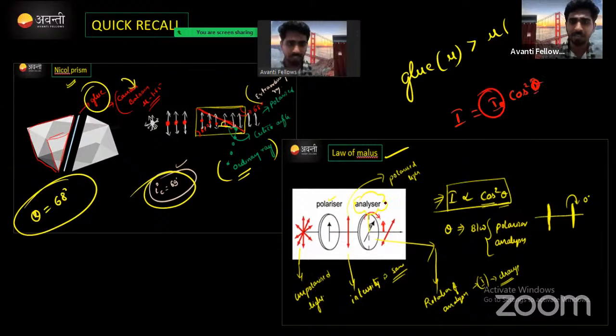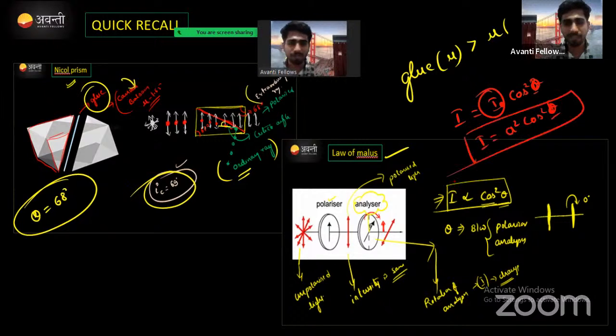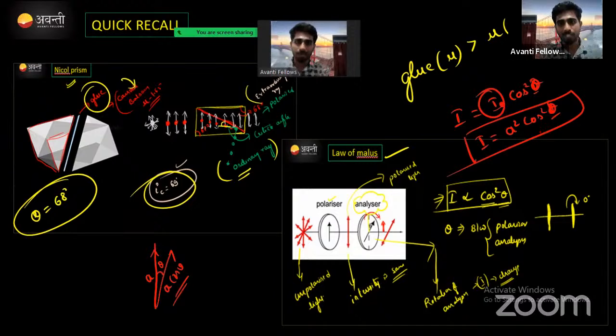Here I naught is nothing but intensity. In terms of amplitude it is written as a square cos square phi, which is theta, correct na? I also explained yesterday how it came. If you consider this the plane of the analyzer and you rotate it by some angle theta, the amplitude creates angle theta along the cos function, so it becomes a cos theta. But for intensity it should be the square of the amplitude, that's why a square cos square theta, right, cool.